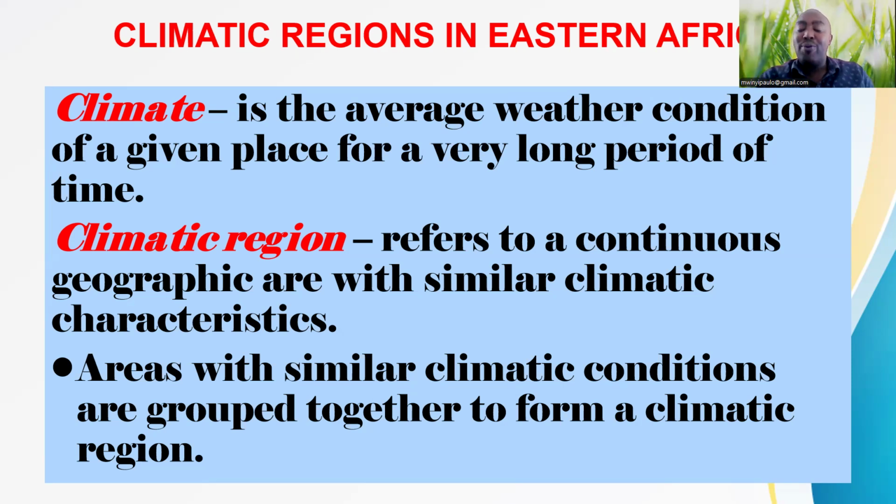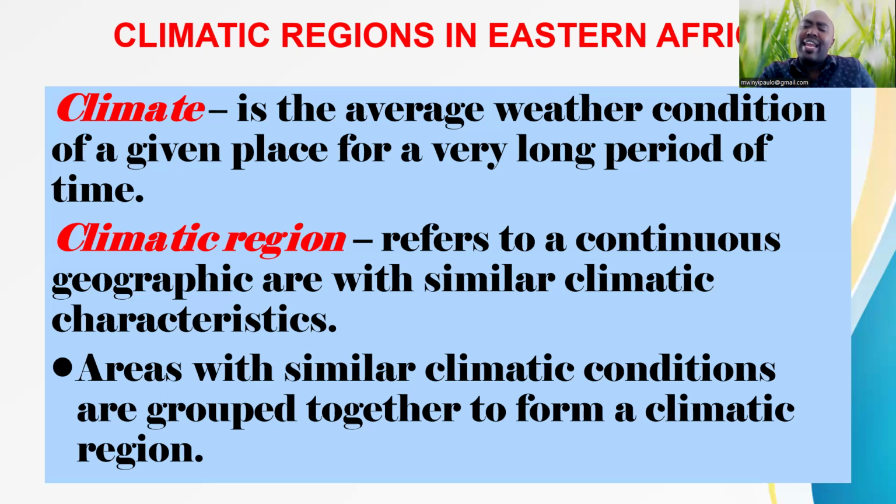Now, I want you to imagine if you would have continued with that recording of the daily weather condition of your school or your home place for 1 week, for 1 month, for 2 months, 1 year, 2 years, 3 years, and so on, until 30 to 35 years. And then you do the average of the weather condition. Then that's when you would be able to define or to state the climate of that particular area.